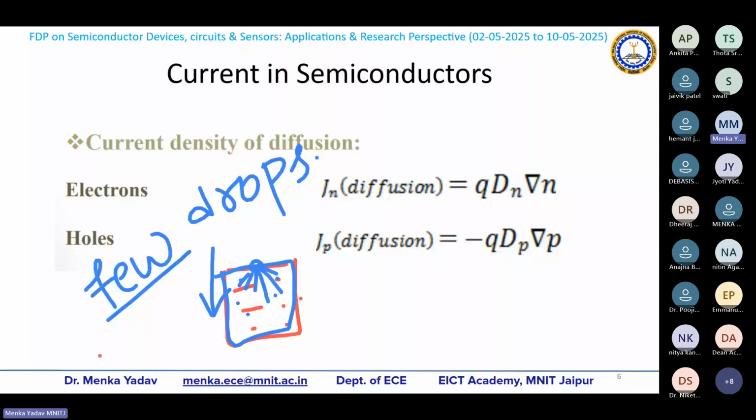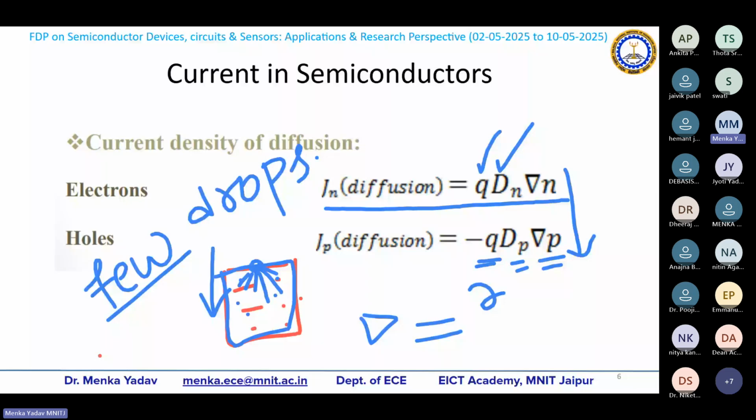Electrons will have a diffusion current that is given by q into Dn into del of n. What is the meaning of it? q is the charge, Dn is the diffusion constant for electrons. Likewise, for holes, the diffusion current is given by minus q into Dp into del of p. Del is an operator. What is the meaning of del? Del is del by del x, meaning with respect to distance, how much the concentration gradient is going to be. That is going to decide how much diffusion current is seen for electrons or for holes, right?